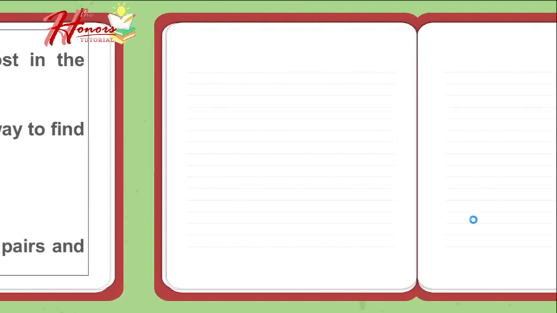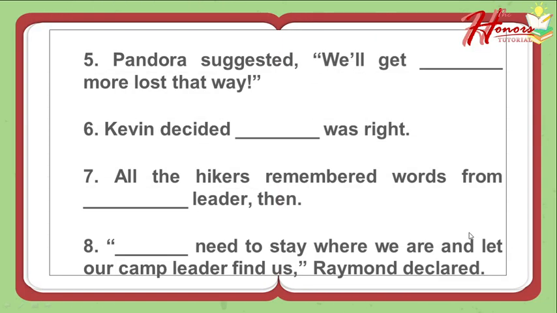Let's continue. Number 5. Pandora suggested we'll get blank more lost that way. What is your answer? Okay, the correct answer is ourselves. Pandora, including the other hikers. Number 6. Kevin decided blank was right. So what is the answer? Okay, she, because again, the antecedent that we're referring to is Pandora.